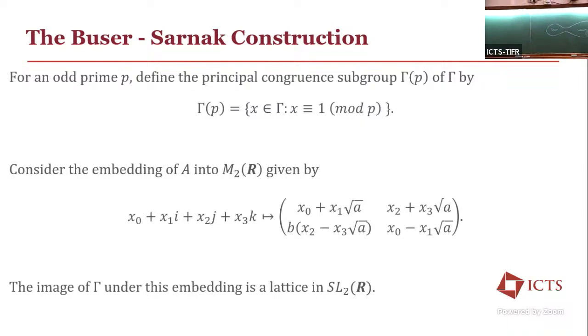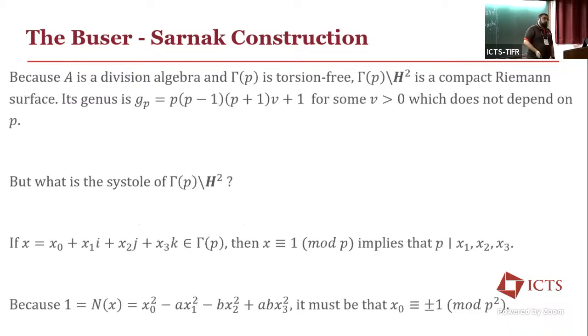You can check, I'm not going to make you, the determinant of this matrix is the same as the reduced norm of the quaternion. So everything had reduced norm 1, which means gamma is going to land inside of SL2(R). So we're going to get a lattice. We chose all of the entries in our quaternions to be integers so that we get a discrete group. So A is a division algebra, and gamma p is torsion-free.